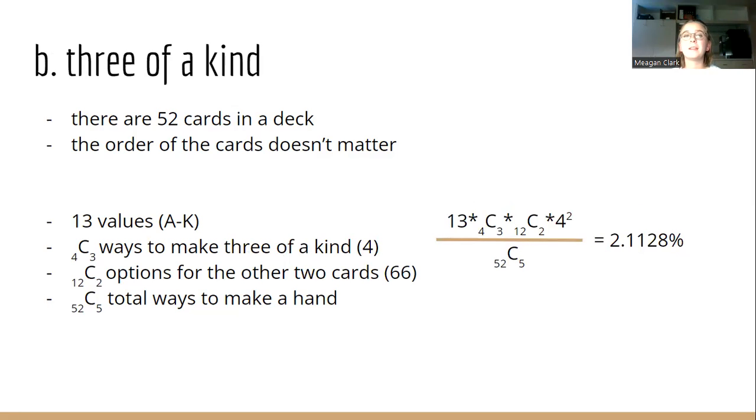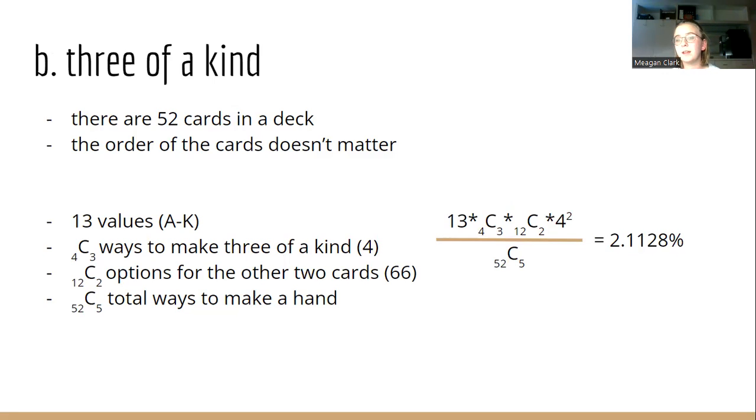And then part B is 3 of a kind. There are still 52 cards in the deck. The order of the cards still doesn't matter, and there are still 13 values for the cards. In this equation, 4C3 is a way to make 3 of a kind. 12C2 is the options for the other 2 cards in that hand, and 52C5 is still the total ways to make a hand.